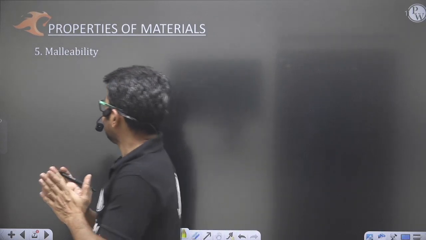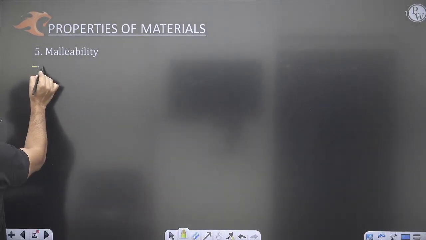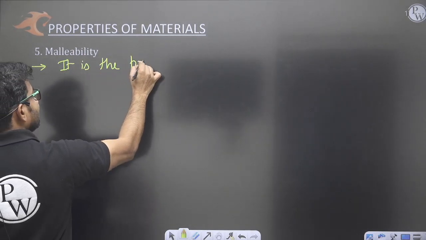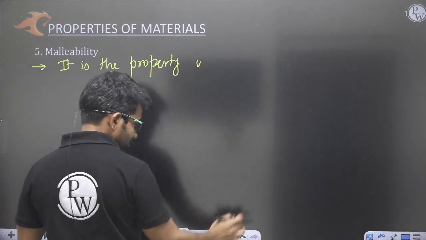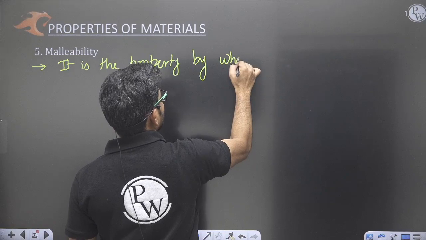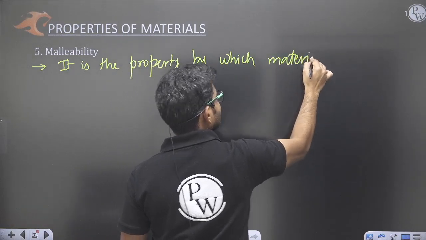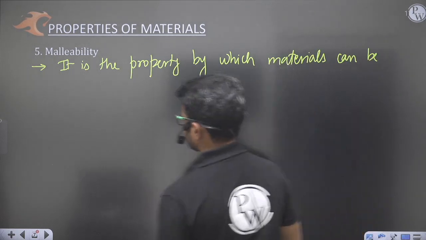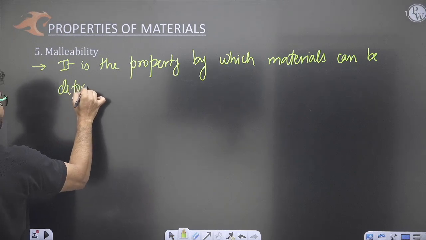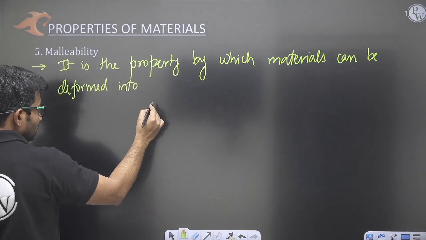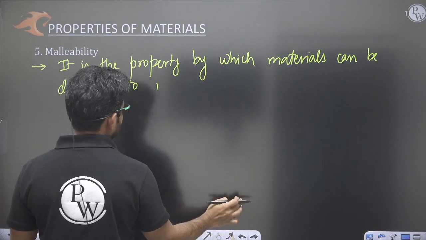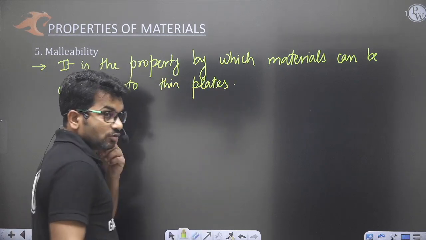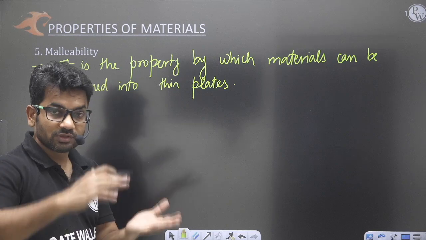So what is malleability? It is the property by which materials can be deformed into thin plates. Materials can be deformed into thin plates.